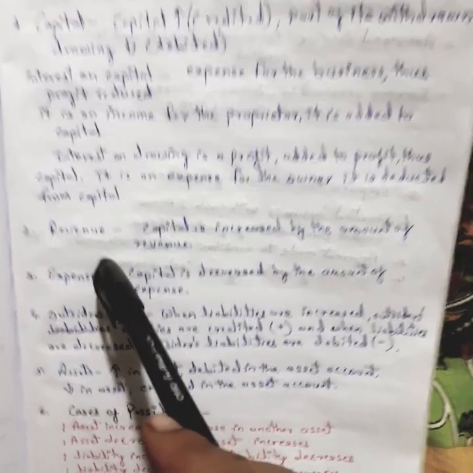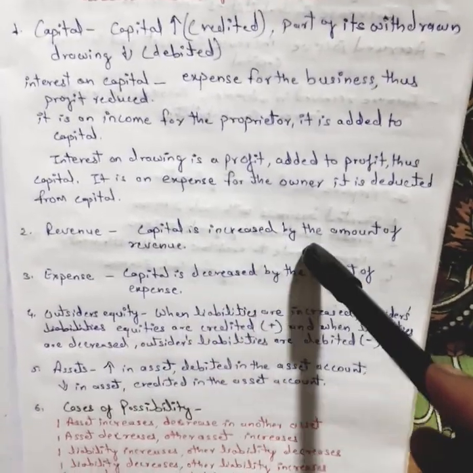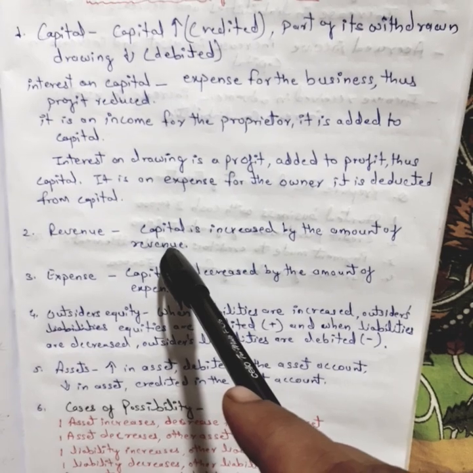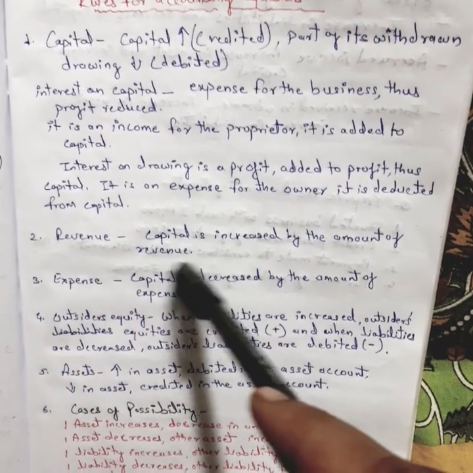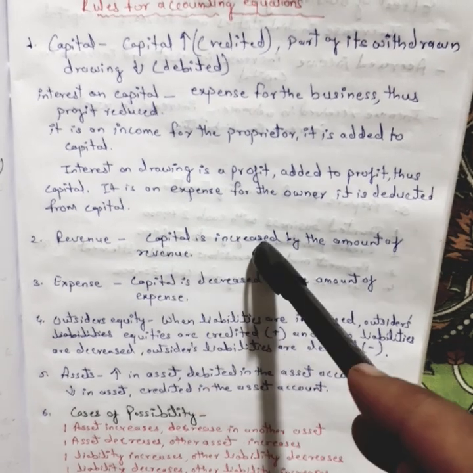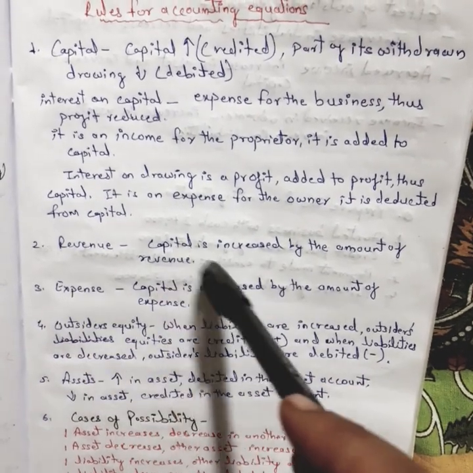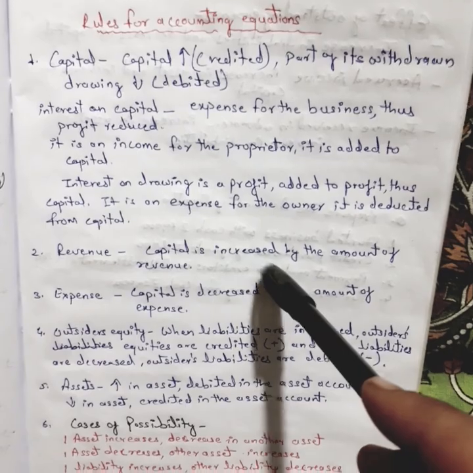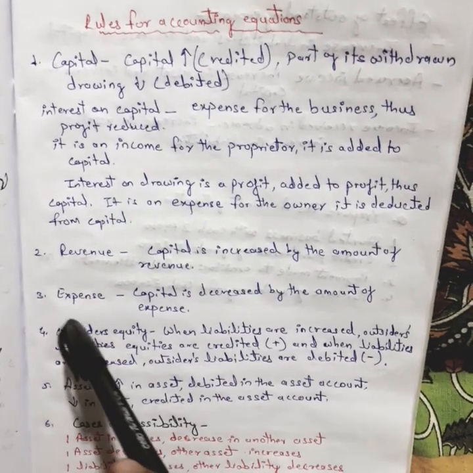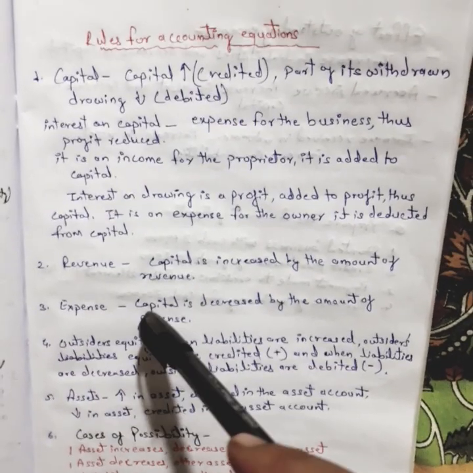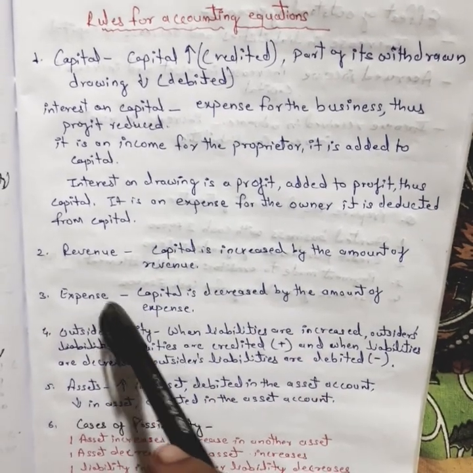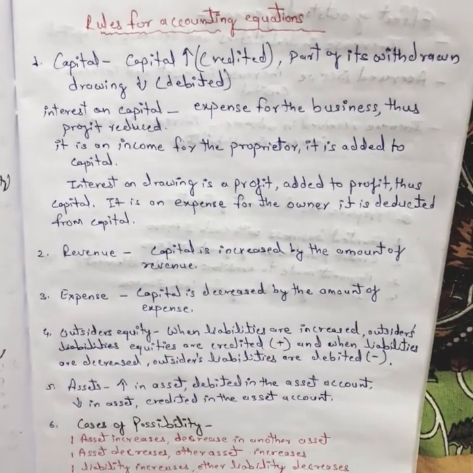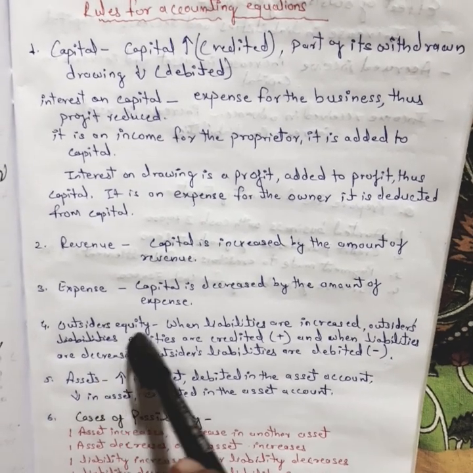Then the second point speaks about the revenue. Capital is increased by the amount of revenue. Revenue is a certain income which is incurred on a regular basis, yearly, monthly, in regular terms, on your day-to-day business transactions. So that relates to the revenue, whatever income you are getting. So capital is increased by the amount of revenue, and if an expense is given, capital is decreased by the amount of expense.